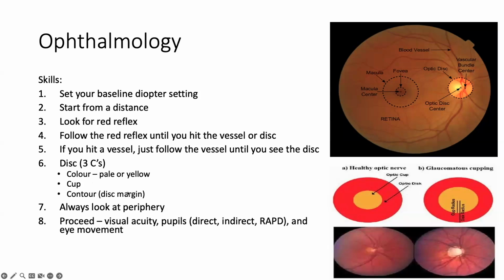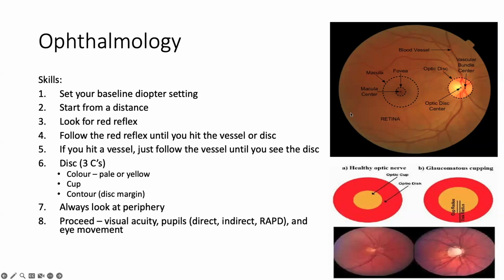When you look at the disc, you want to look at three things. Number one is color. It's either pale or yellow. Yellow is healthy. Pale means atrophy. You want to look at the cup. This is less important. This is the cup and this is the optic disc, and somebody with an enlarged cup is likely to have glaucoma, but you won't be asked to do that. And you want to look at the contour, which is basically the disc margin, to see if it's clear or not. If you have an unclear disc margin, it's likely that the patient has optic disc swelling.